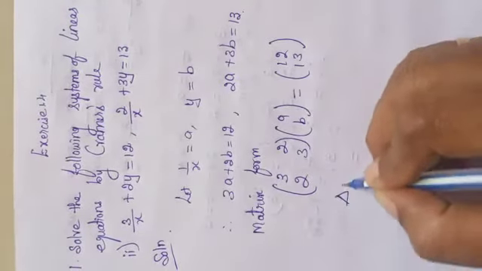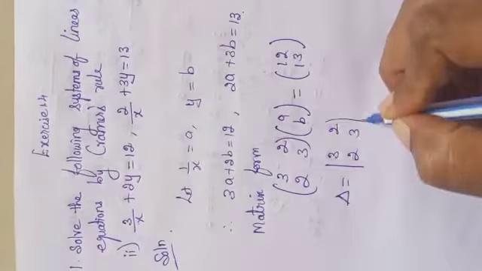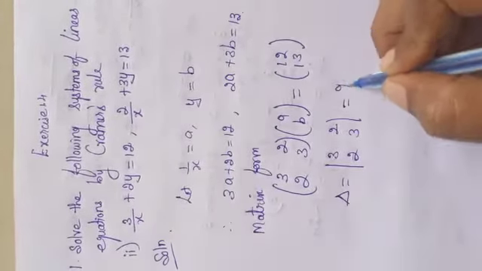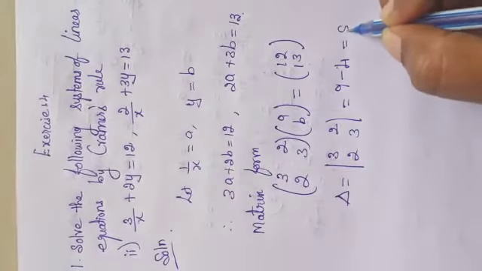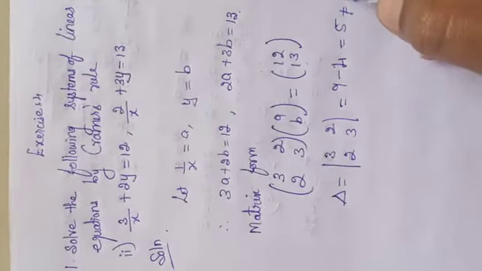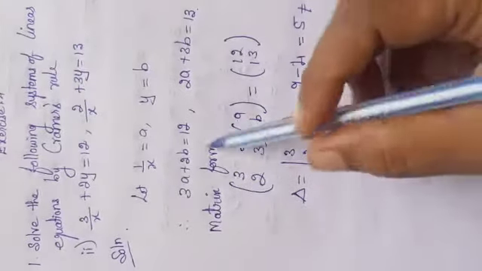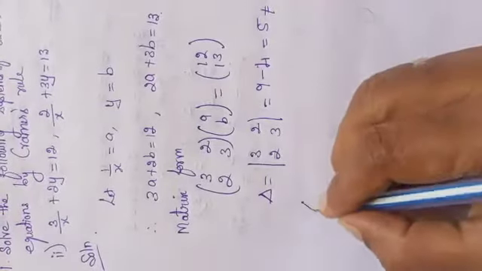Shall we find out delta now? Delta is equal to determinant 3, 2, 2, 3. So 3 into 3, 9 minus 2 into 2 is 4. 9 minus 4 is 5 which is not equal to 0. Now we are supposed to find out, see here it is a and b, so we have to find out what is delta a and what is delta b.